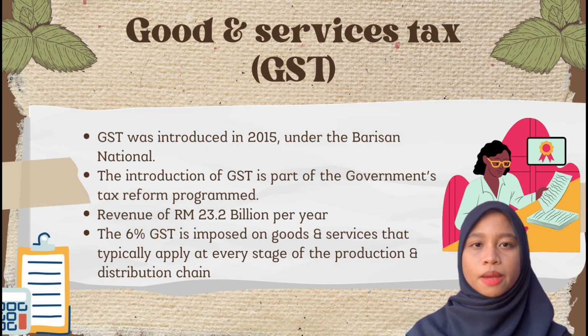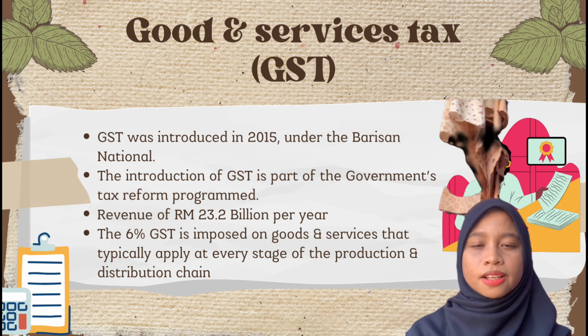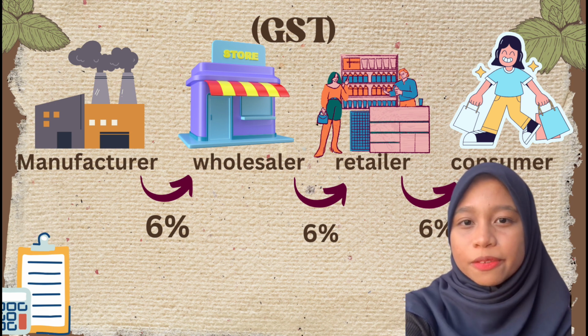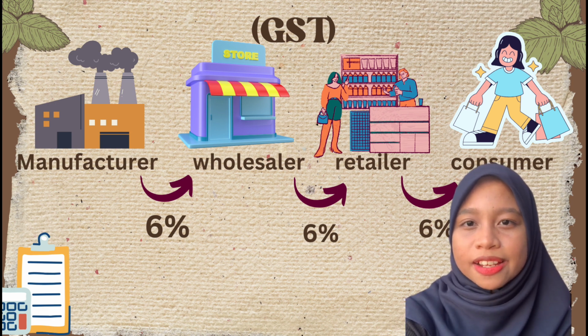Additionally, GST is capable of generating a more stable source of revenue for the nation because it is less susceptible to economic fluctuation. As evidence, the government is expected to be able to collect tax revenue of 23.2 billion per year. The 6% GST is imposed on goods and services, typically applied at every stage of the production and distribution chain. So let me move on with the SST tax system.